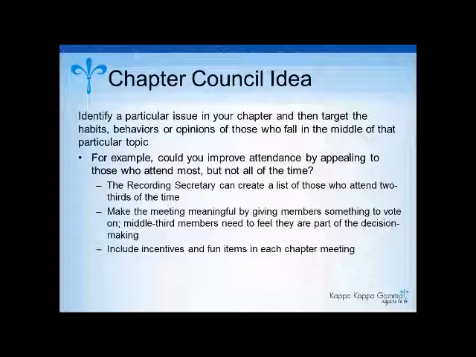So the recording secretary could create a list of those who attended 2/3 of the time. She could make the meeting meaningful by giving members something to vote on, as Carolyn suggested earlier. The middle third members need to feel like they are part of that decision-making process. And also, right, this always works for us, include incentives and fun items in each chapter meeting.